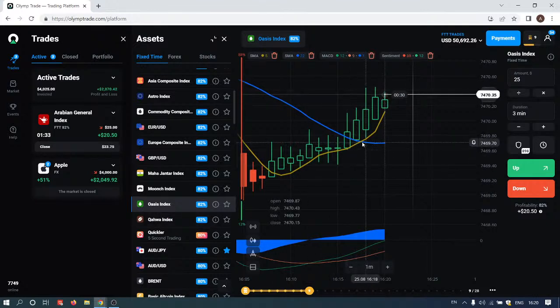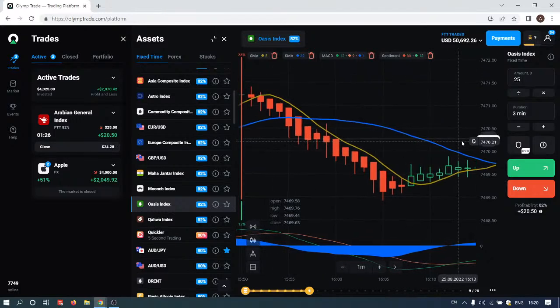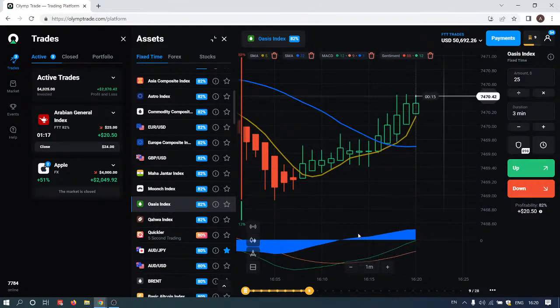Right, I missed this signal on Oasis index. So we can have a look at how you should have opened the trade here. So this crossing in the upwards direction. The angle is also inclined upwards.